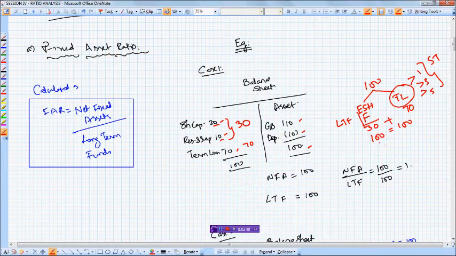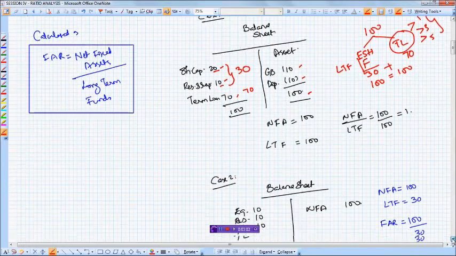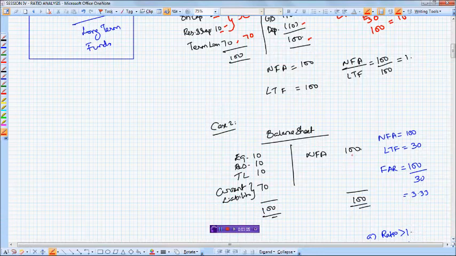So this is what we were trying to find out here. In this case, the scenario is good. There is 100 rupees of fixed asset and it is funded by 100 rupees of long-term funds. So nothing to worry much about in case 1, but if you take case 2, here I have given net fixed assets of 100 rupees, like the previous case. But if you see, equity share capital is 10 rupees, reserves is 10 rupees, term loan is 10 rupees, and current liability is 70 rupees.